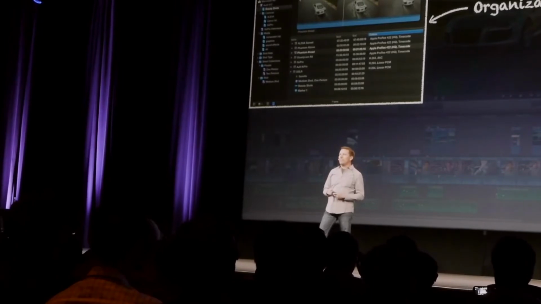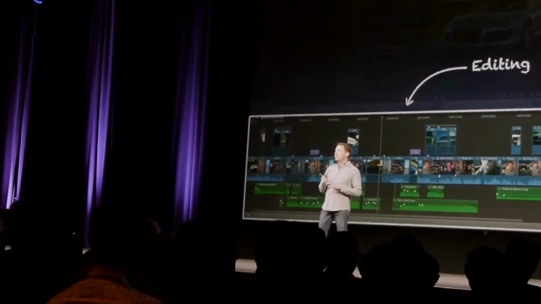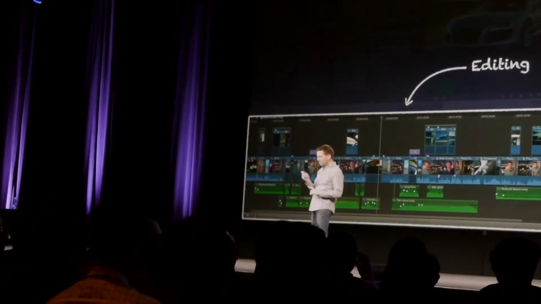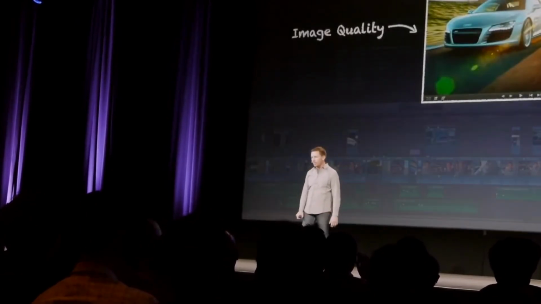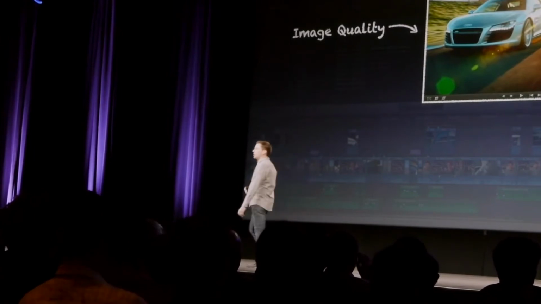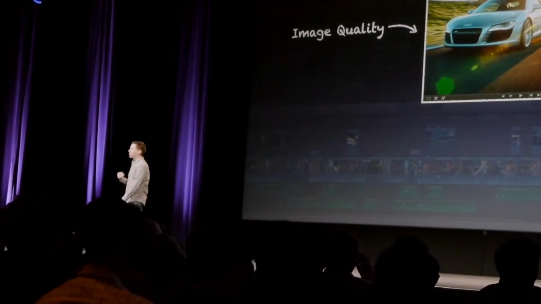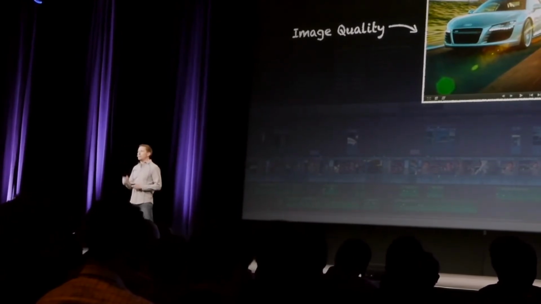But once you've got all that media, you get to the heart of the editing system, which is the editing system within the new Final Cut Pro 10. So I'm going to walk through each of these in a little bit more detail, starting with image quality. This goes back to the modern foundations I was talking to you about before. We wanted to make sure that we're building an application that delivers the highest quality images possible.